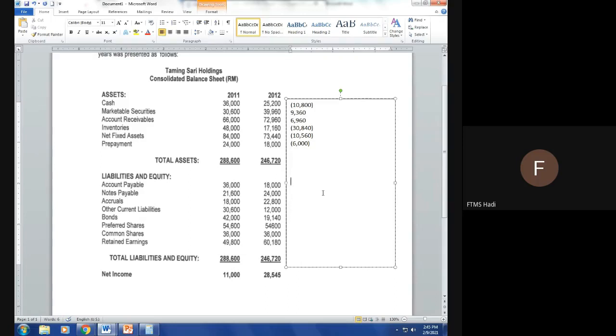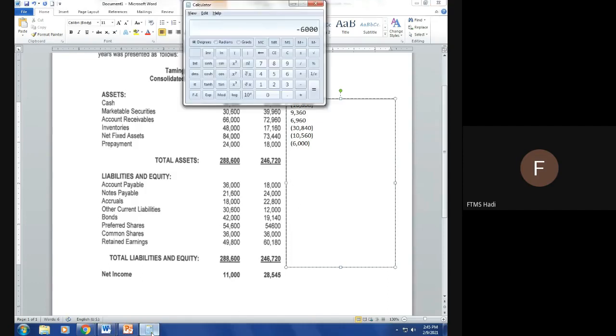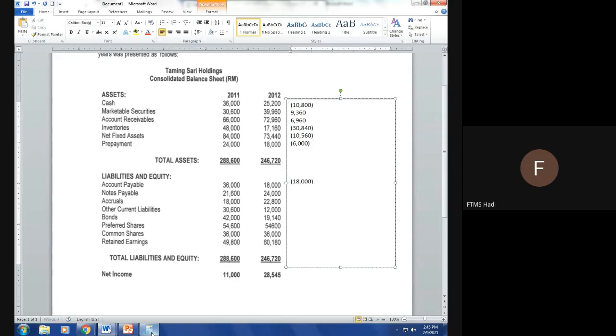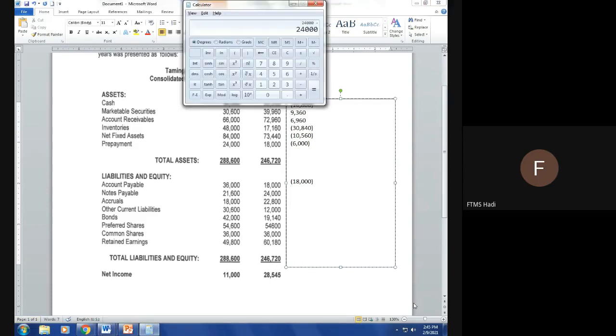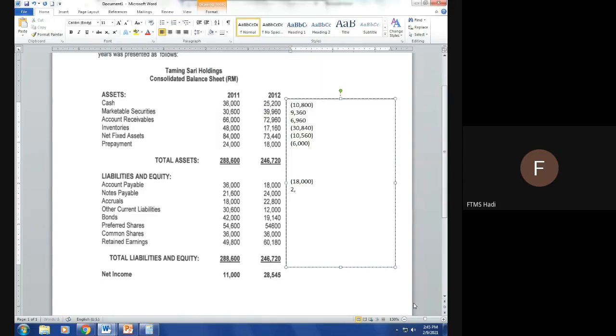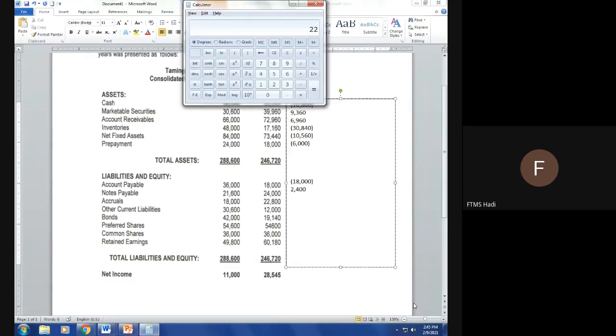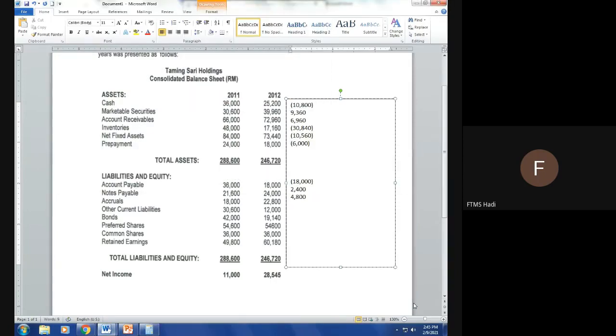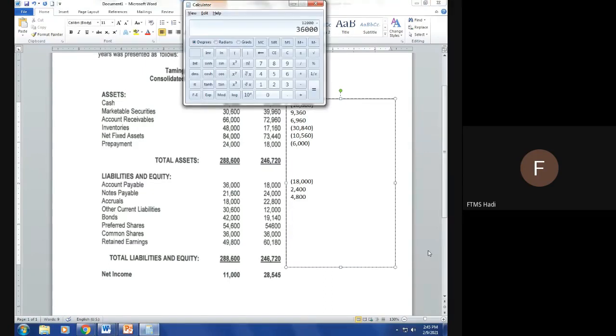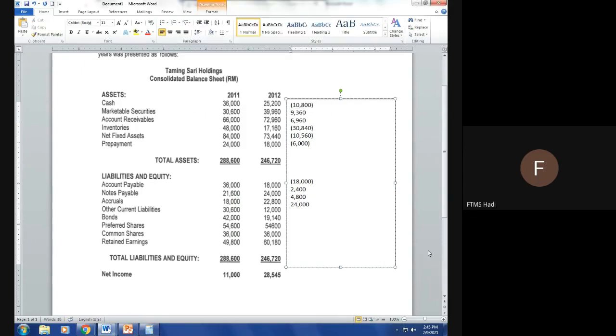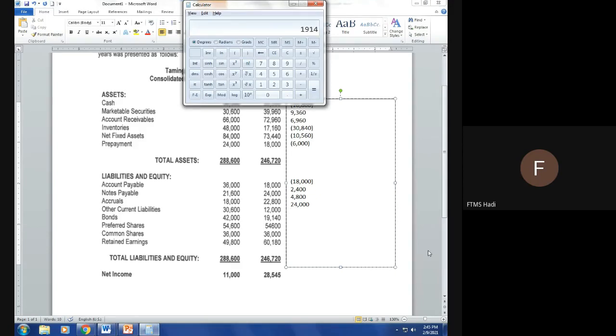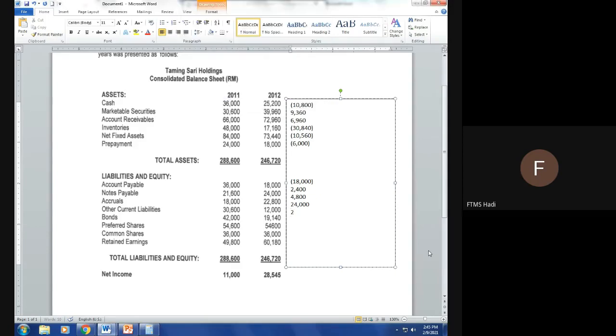Okay, let's have a look at liabilities and equity. Just a gap here, so I hope you can catch a little bit. 18,000 minus 36,000, which is negative 18,000. The second part, notes payable, 24,000 minus 21,600, 2,400. Accruals, 22,800 minus 18,000, 4,800. Other current liabilities, which is 12,000 minus 30,000, negative 18,000. Next, bonds, 91,140 minus 42,000, 22,860.